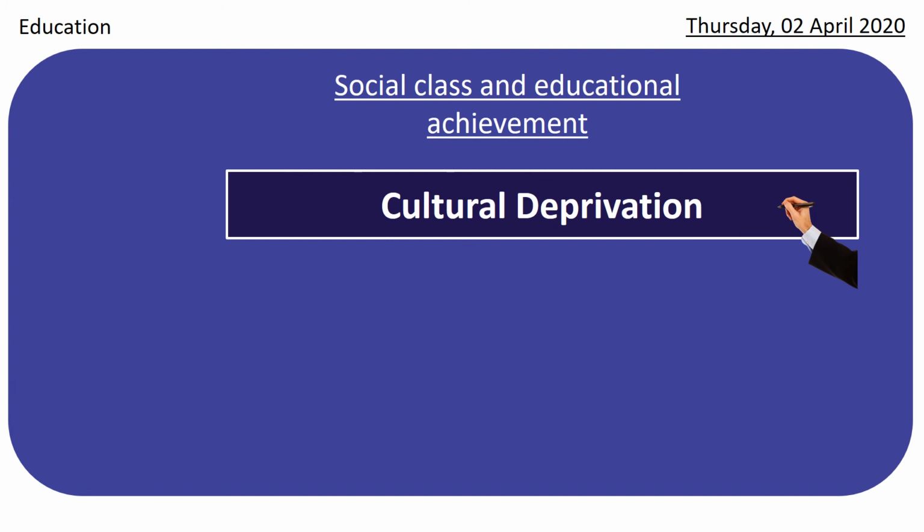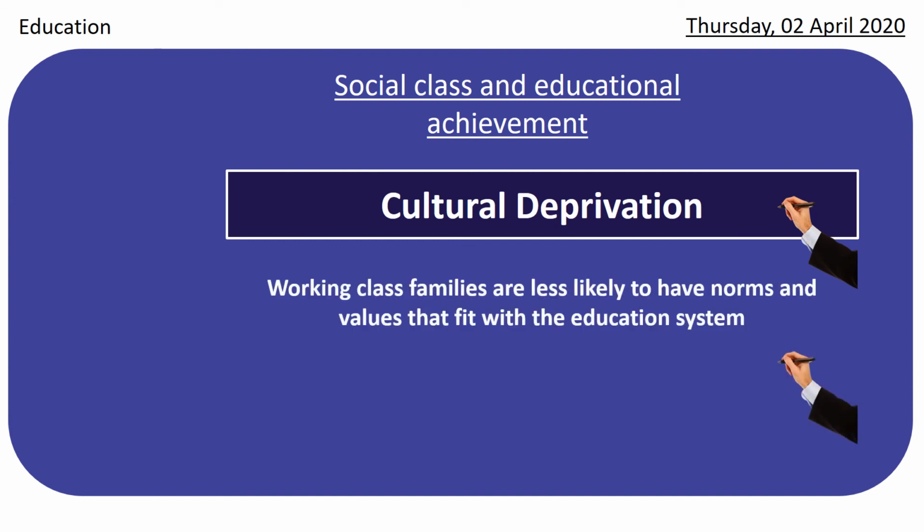And lastly, cultural deprivation. That's to do with different social attitudes and different norms and values that you might have in different families. Working class families are less likely to have norms and values that fit with the education system. So things like it's really good to read regularly. Students who come from families where that's a value do better in school. If when you were a young child, everyone reads in your family. Older brother and sister read, your parents read, you're given a book, you're taught to read when you're young. That's what everyone does in your family.